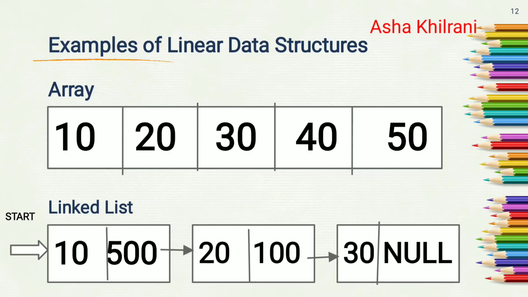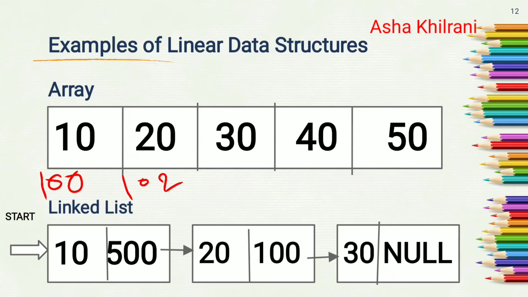The linked list, which is also a linear data structure, is represented like this. Here in an array only the data value is stored, while in a linked list, with data values, the address of the next node is also stored. In an array there is contiguous memory allocation. That means if the address of the first element is 100, then the memory allocated to the second element will be 102, because it is an integer type element.